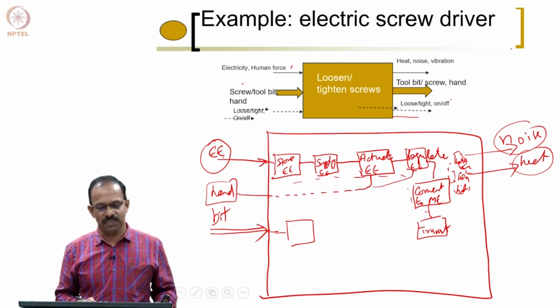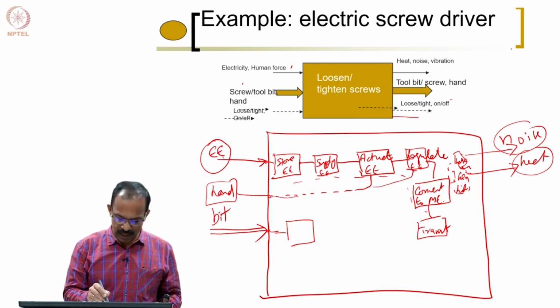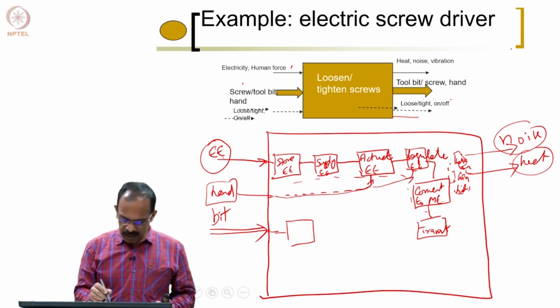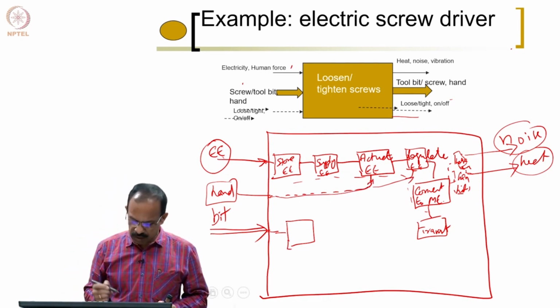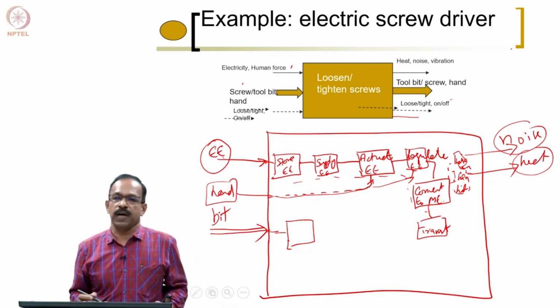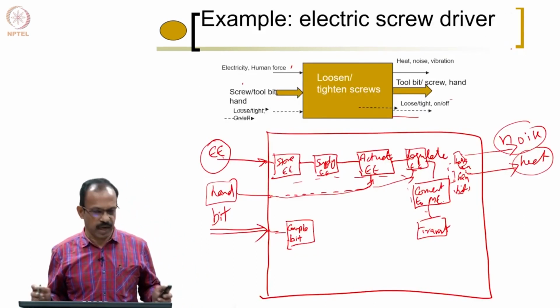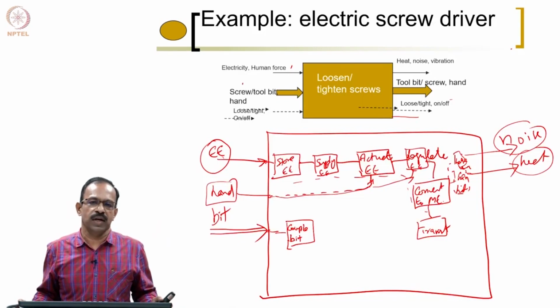We will be using this because we need the human hand to do this. So, we will say that there is a connection here. Similarly, we use the tool bit, so we need to couple the tool bit. Couple basically means you connect the tool bit to the screwdriver.